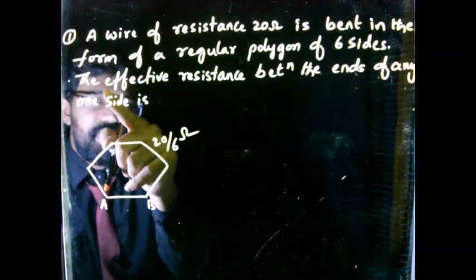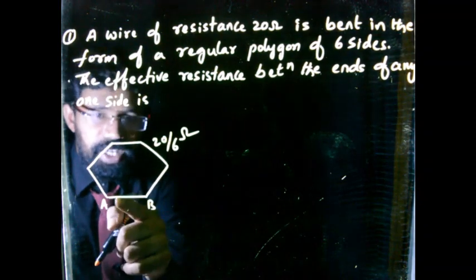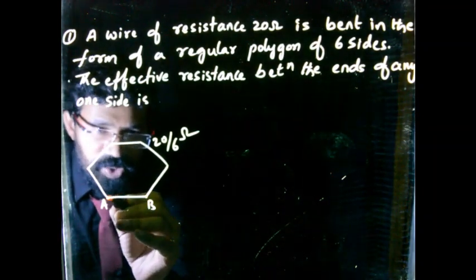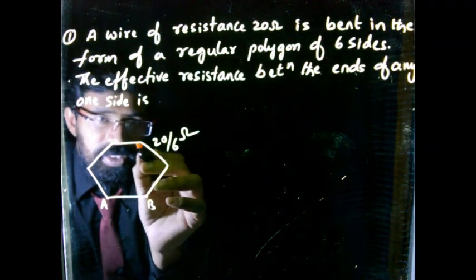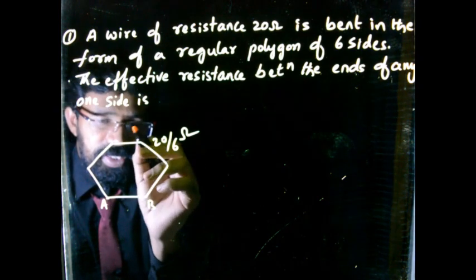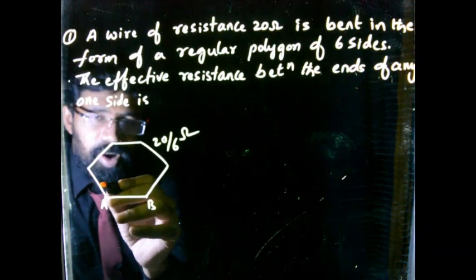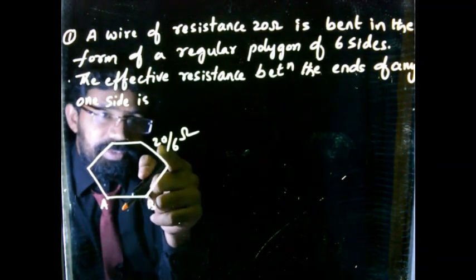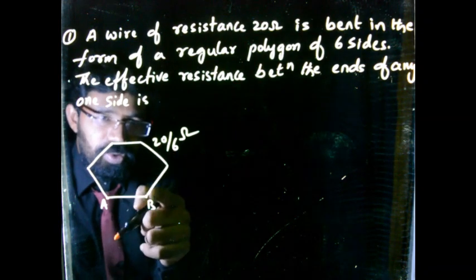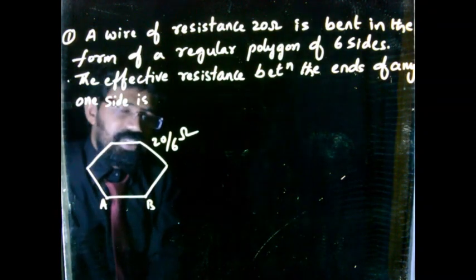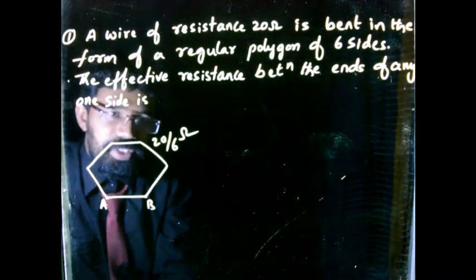Now let us say I wanted to find the effective resistance between point A and point B. He is asking for the effective resistance between the ends of any one side. I have taken this side and I want the effective resistance between these two ends. With respect to these two ends, this side, this one, this one, this one, this one, all are in series, isn't it? And how many such sides are there? 1, 2, 3, 4, 5. Each side has resistance equal to 20 by 6. So the effective resistance of all these 5 sides is 5 into 20 by 6.